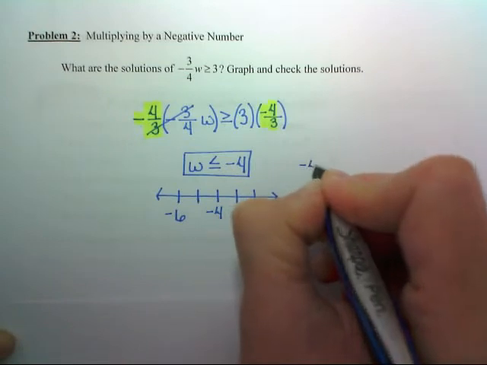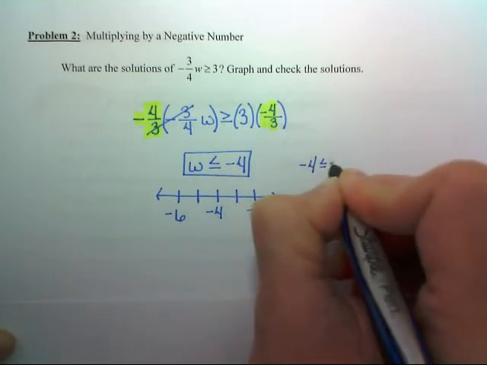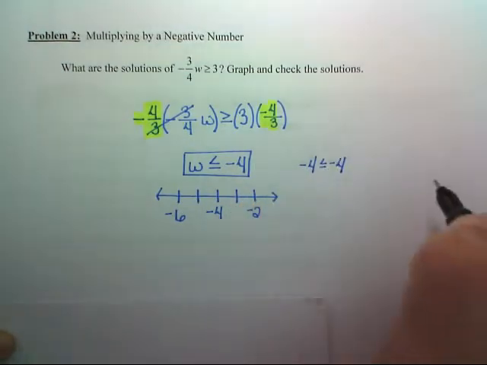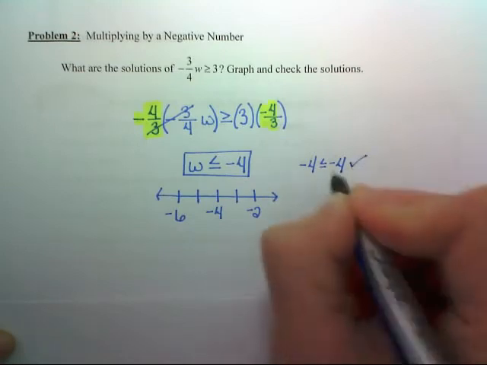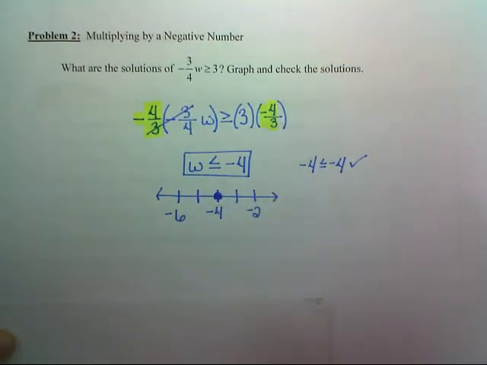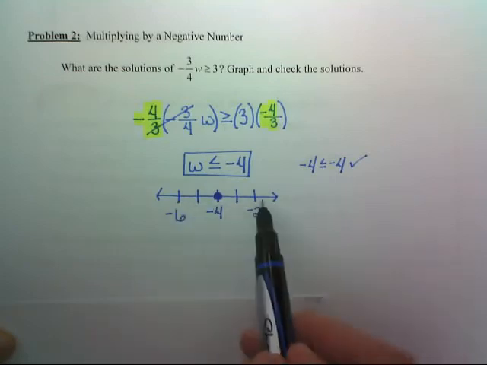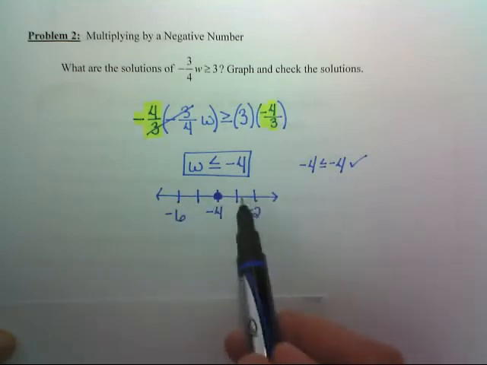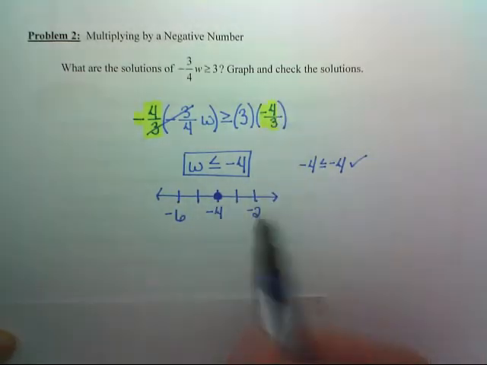If I plug negative 4 in for W, is negative 4 less than or equal to negative 4? And that is true because they are equal to each other. So that is a closed dot. I have to start there, and I include that number. Now I need to figure out, am I going to the left or am I going to the right? Well, this could be part of your check. Let's plug in negative 2.